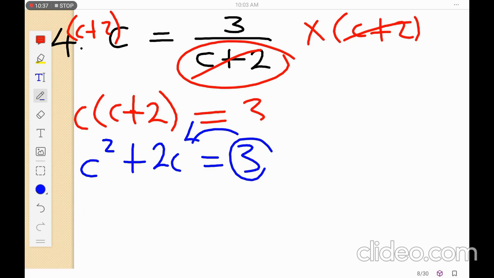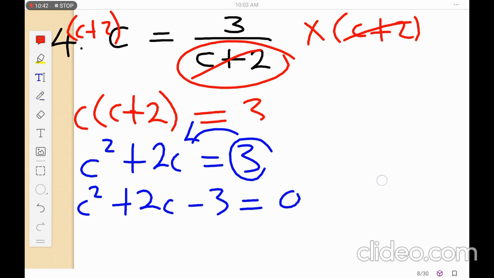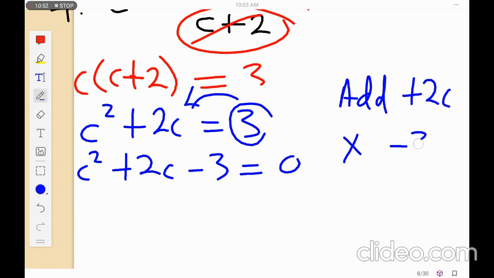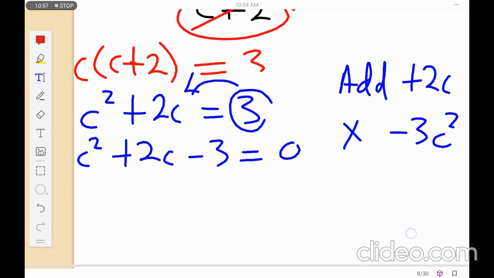Have it as C squared plus 2C minus 3 is equal to 0. Let's think of a number that when we add, we'll have plus 2C, and when we multiply, we'll have minus 3C squared. So what number can we think of? I can think of plus 3C minus 1C. Adding, I get plus 2C. When I multiply, I get minus. That's fine. So we are having that.